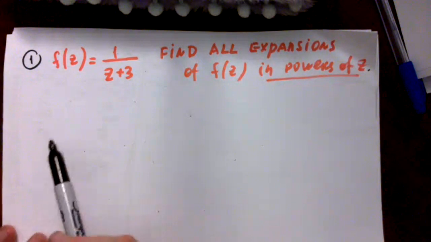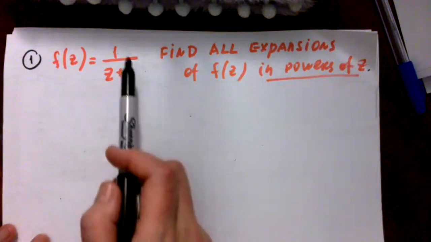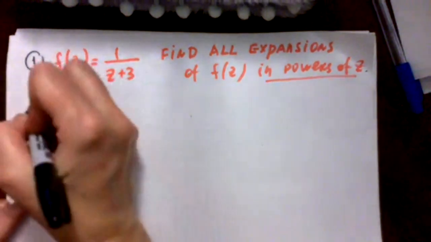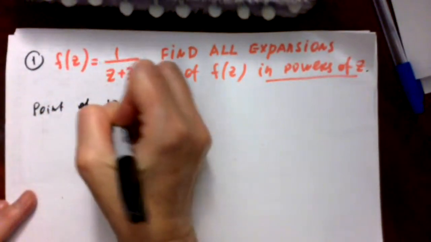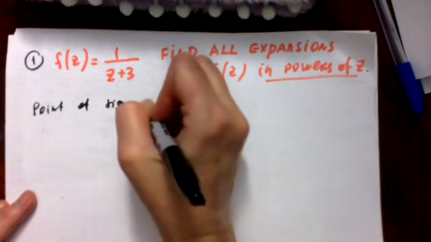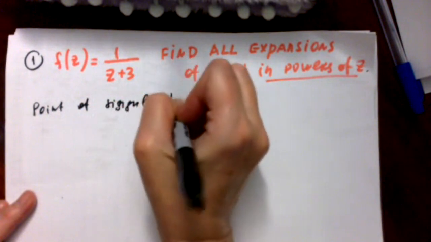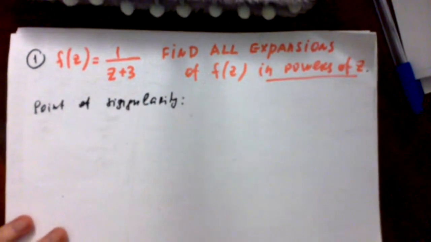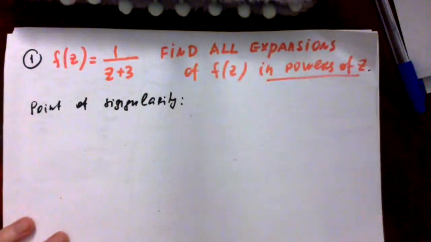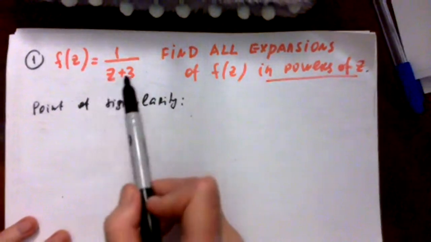First of all, you need to find the point of singularity. Singularity. What is this? Oh, sorry for my handwriting. A point of singularity is the point where the domain of your function is broken, where the function doesn't make sense.